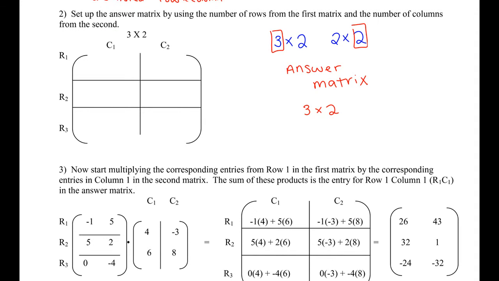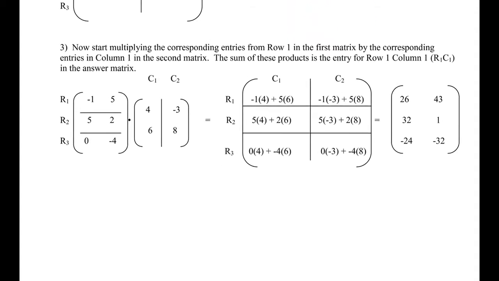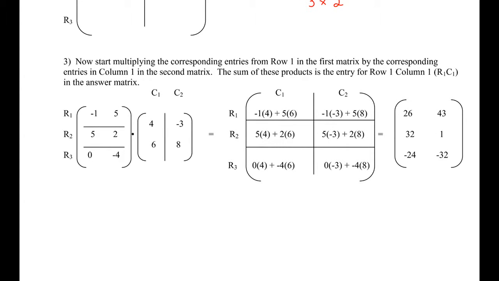Alright, after you set up your answer matrix, you are going to start multiplying the corresponding entries from row 1 in the first matrix by the corresponding entries in column 1 in the second matrix. So I'm going to multiply -1 by 4, and I'm going to add that to 5 times 6. So I'm working across the rows in the first matrix and down the column in the second matrix. These values are going to correspond to my answer matrix row 1, column 1.